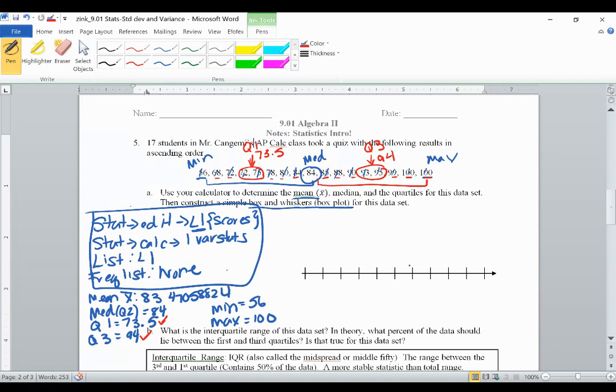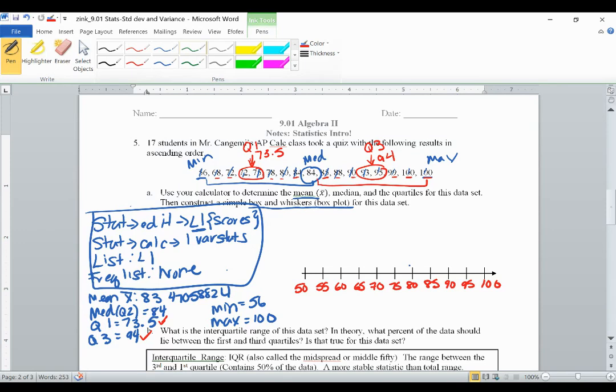Now, to actually graph the box and whisker plot, we need to set up a scale on this number line. So I need to get from 56 all the way to 100. So maybe I count by fives here. So 50, 55, 60, 65, 70, 75, 80, 90, 95, 100.